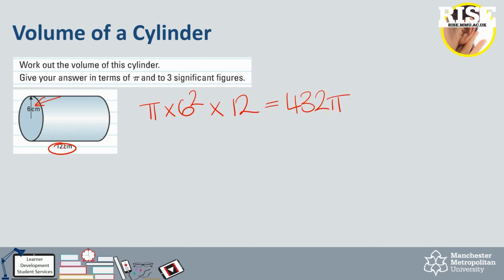432 pi. First of all then, let's change that into a decimal. That would be 1,357.17 centimetres cubed as a volume. In your answer, please make sure you're giving your answer in the terms that they want, either in terms of pi or as a rounded decimal.